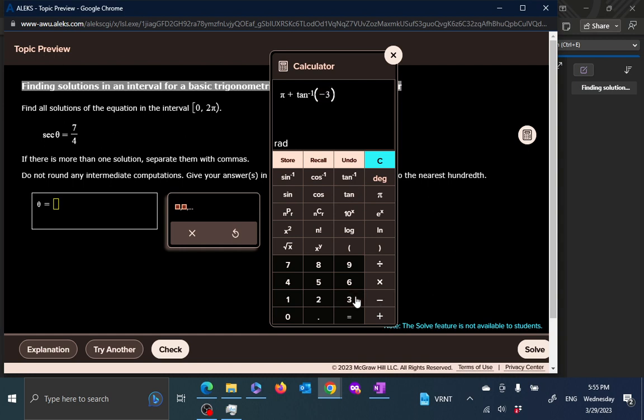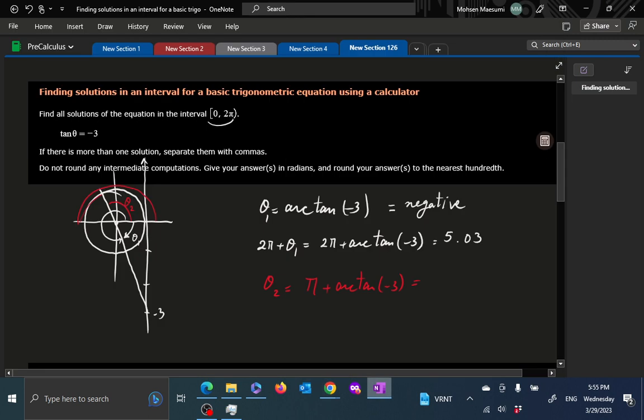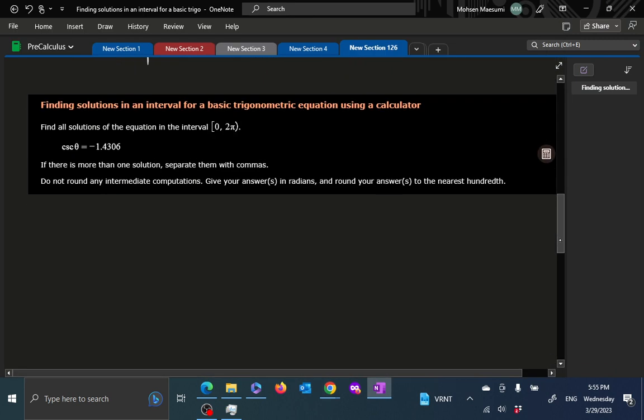We better get something between 0 and pi. So 1.89. So our answer is 1.89, and so on. So how about cosecant? Cosecant of theta is that number. What is cosecant? It's the same as 1 over sine of theta, which is equal to minus 1.306.